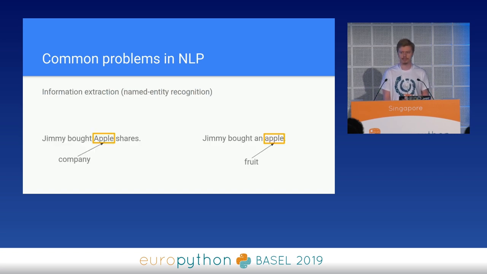Another common problem is information extraction. We have the sentences, Jimmy bought Apple shares, and Jimmy bought an apple, and we want to know whether Apple refers to the company or to a fruit. And this is really useful in search engines, or I would say in ads, because when we have an ad, we want to know whether it should be relevant to fruits or relevant to iPhones. So these are only a few, the most common ones I would say, but you will learn, if you want, that there are a lot of them.